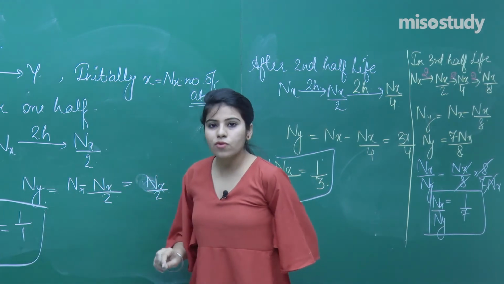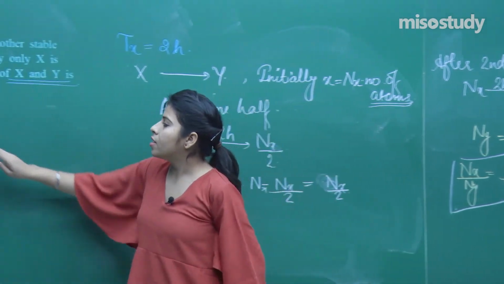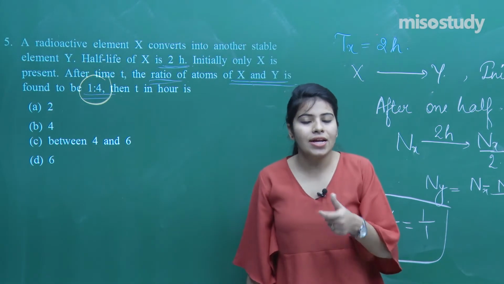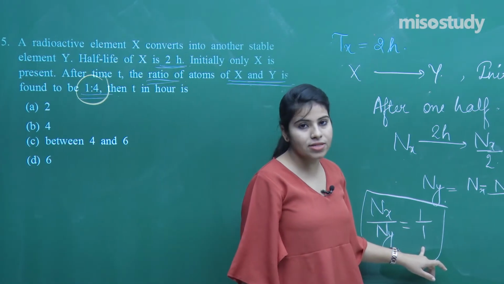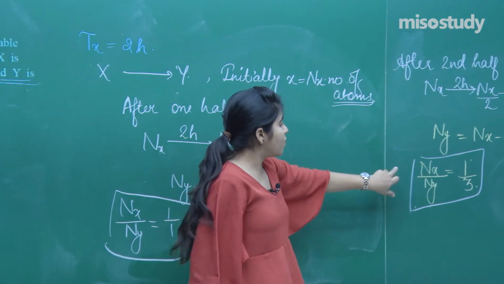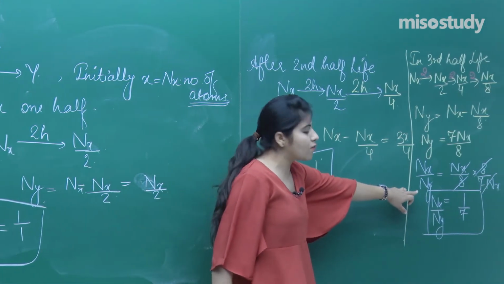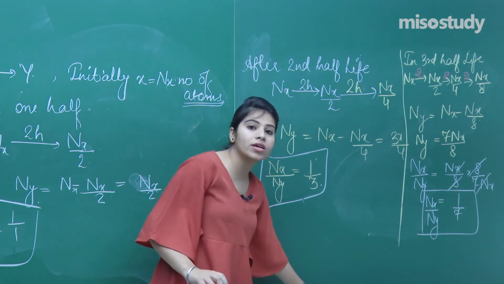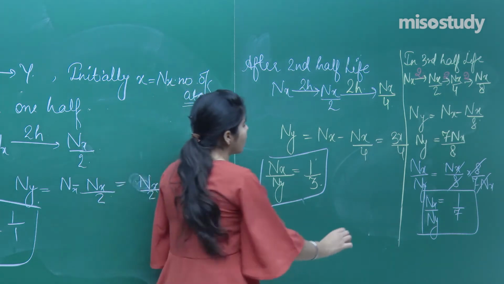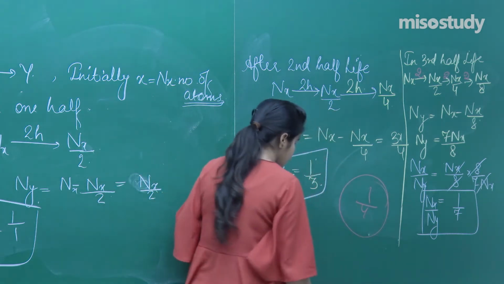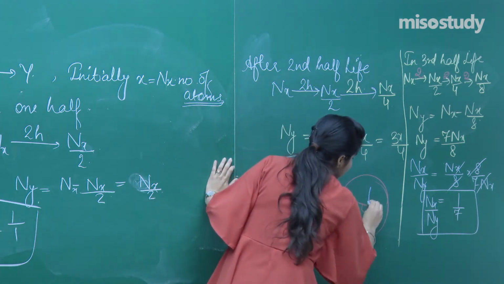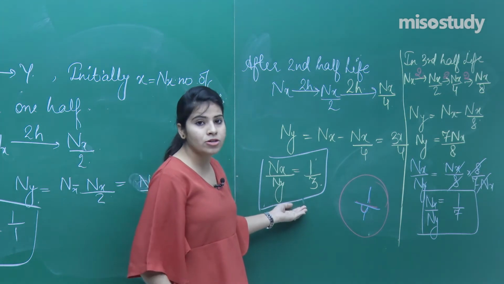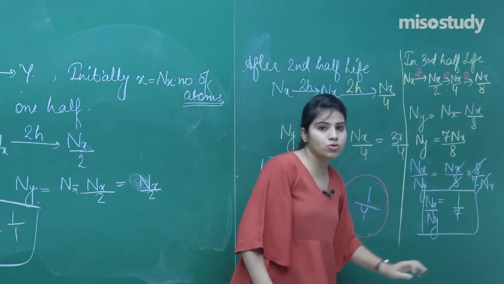Now what you have to focus on over here is that in the question we have been told that the ratio of x and y is 1:4. But we have seen that in the first half life we got 1:1 as the ratio. In the second half life 1:3 is the ratio. In the third half life 1:7 is the ratio. So definitely you can see over here, in the question the ratio is 1:4. We have been given in the question that this is nothing but 1:4. So you can see your 1:4 is coming into the range of 1:3 and 1:7.